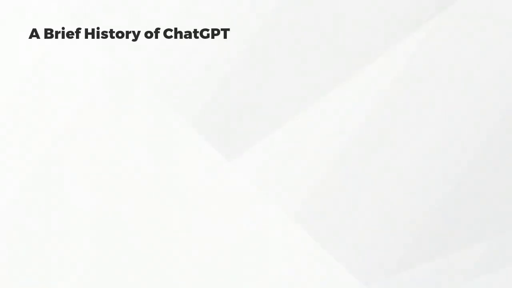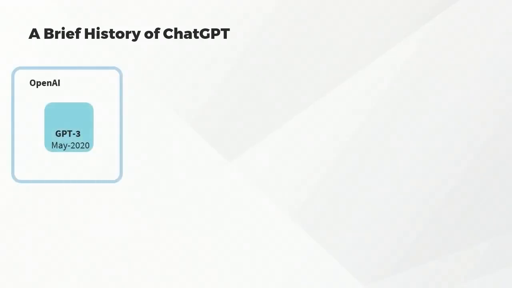Now, let's explore the timeline of ChatGPT's development a bit more. In May 2020, OpenAI released GPT-3, the first publicly accessible version of its language model that could generate human-like text in response to prompts. This marked a significant breakthrough in AI language processing.